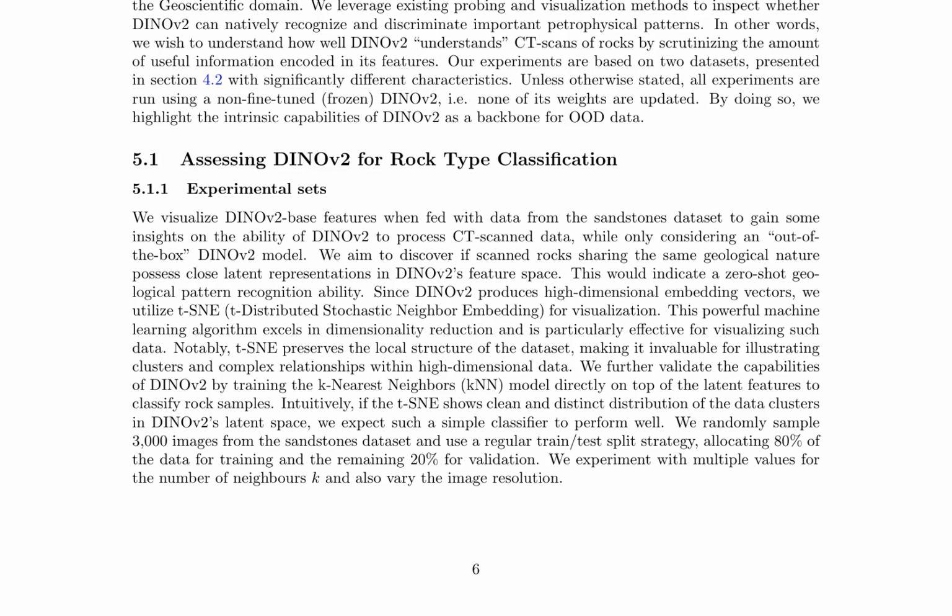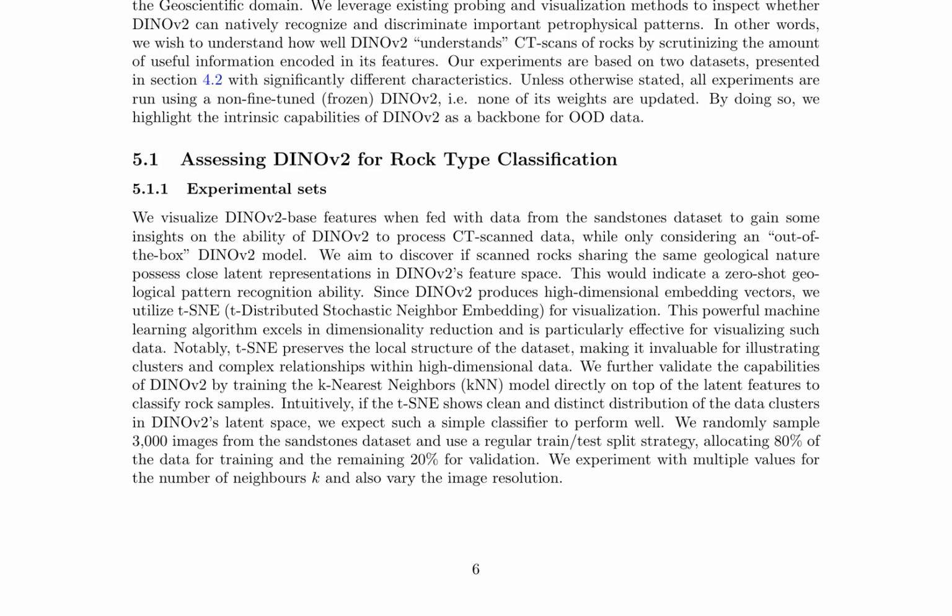The study explores DINOv2's understanding of rock CT scans by leveraging existing probing and visualization methods to inspect whether DINOv2 can natively recognize and discriminate important petrophysical patterns. The experiments focus on 2 datasets with significantly different characteristics, and all experiments are run using a non-fine-tuned, frozen DINOv2 to highlight its intrinsic capabilities as a backbone for out-of-distribution data. To assess DINOv2 for rock type classification, the study visualizes DINOv2 base features when fed with data from the sandstones dataset using t-SNE, which excels in dimensionality reduction and is particularly effective for visualizing high-dimensional data.